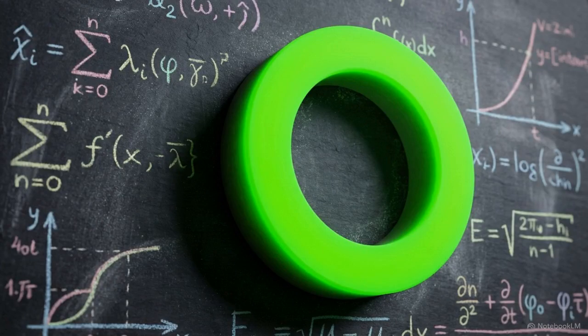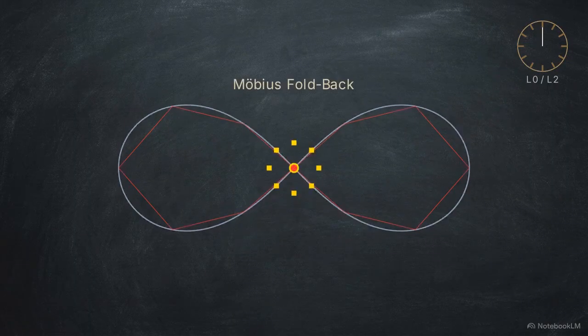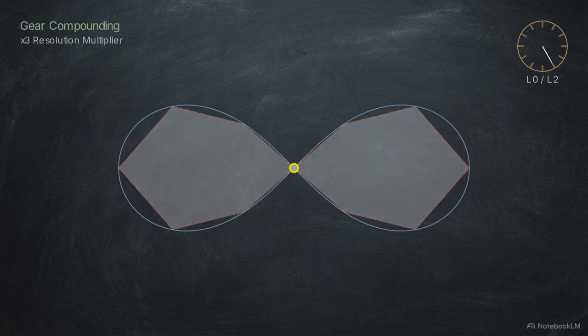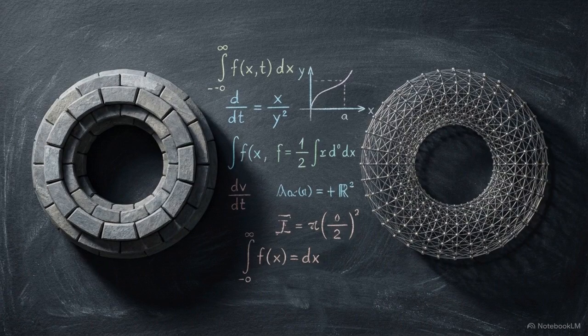This concludes the first 12-step orbit. The completed orbit follows the topology of a Möbius band. At this foldback point, the spin walker becomes a left walker. This initiates gear compounding. The subsequent orbit traverses the same finite torus, but at a mathematically multiplied resolution.